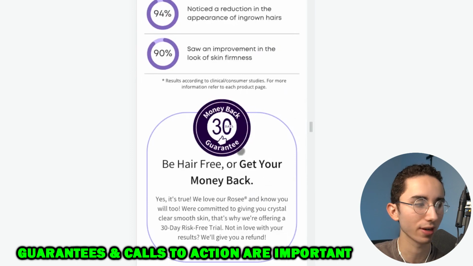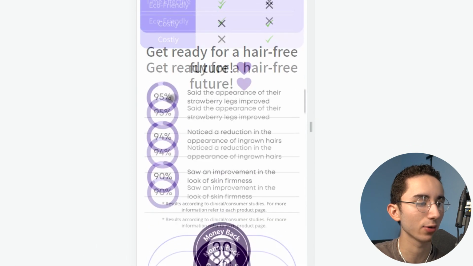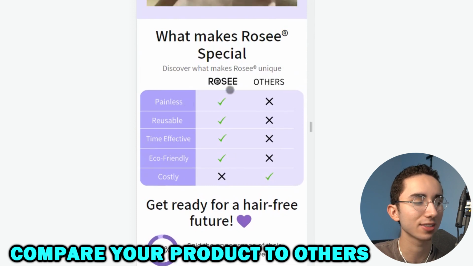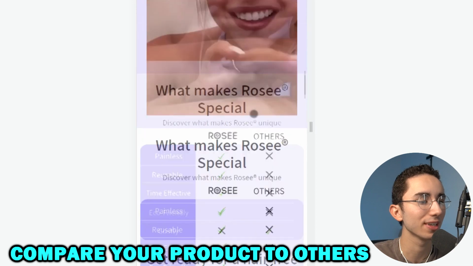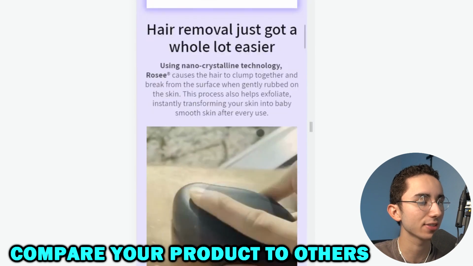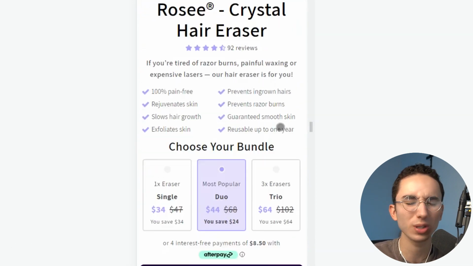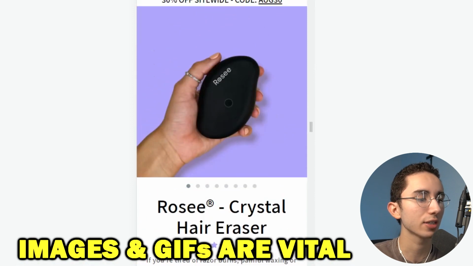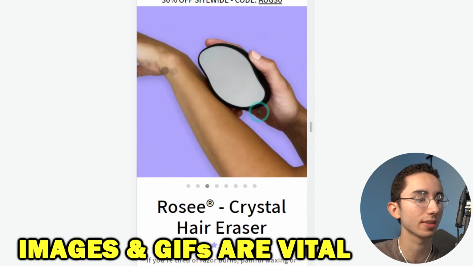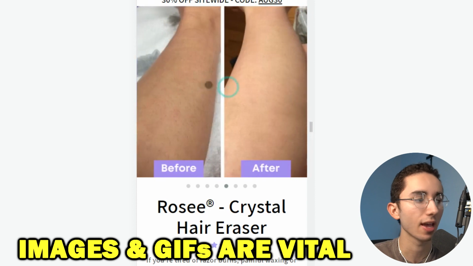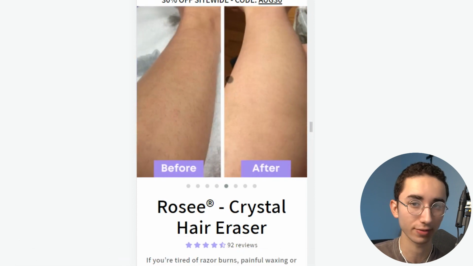So that's really important. Having good graphics. I mean, look at how great these graphics are. Comparing it to others out there, other razor products, how we're painless, reusable, time effective. Having GIFs of the product in action so people can really imagine what it's like to use it, and having great images as well. That's another great thing. If you can find better images with your customers actually using the product, that's going to make a huge difference on your conversion rate.